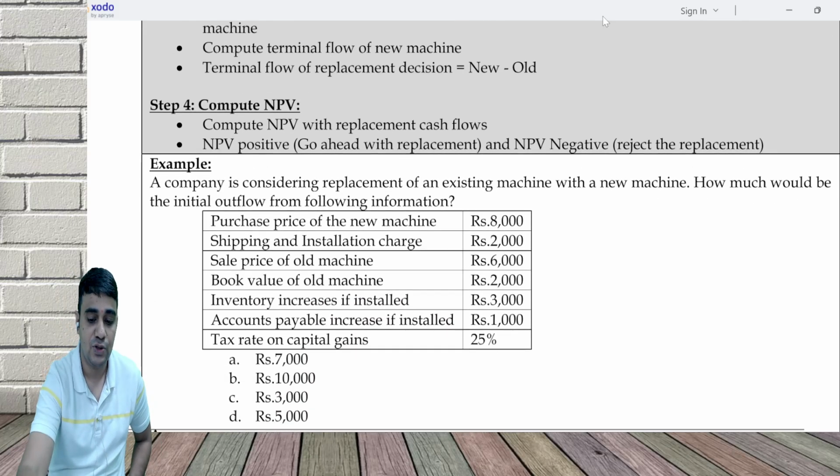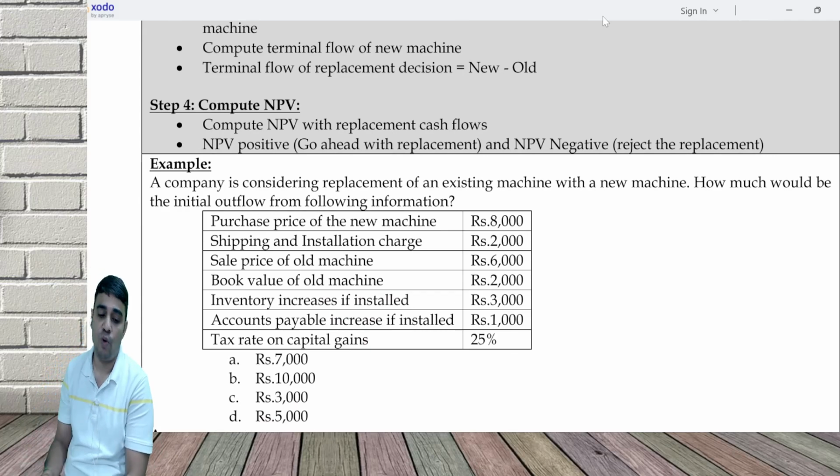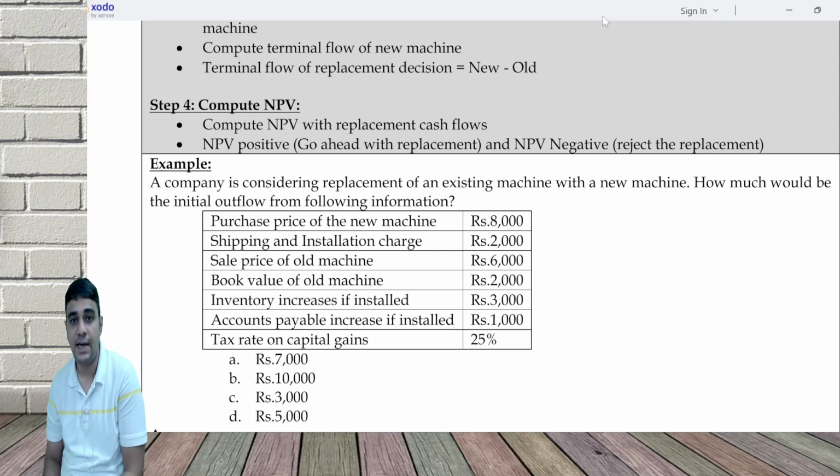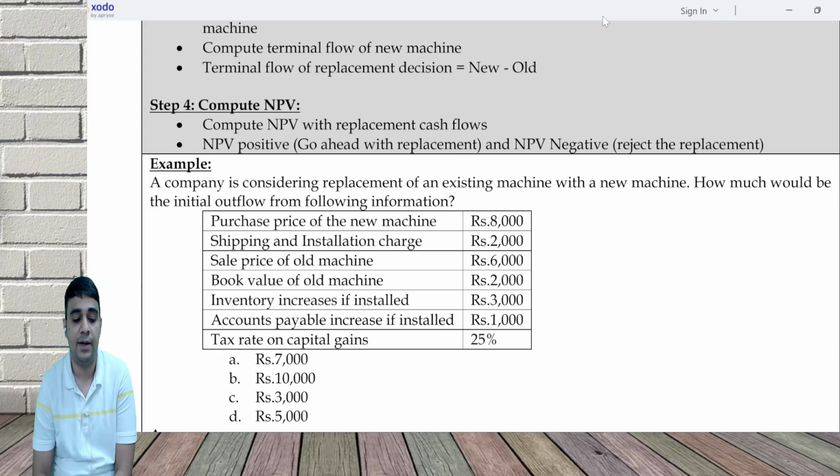Can you please do this and tell me? Analyze new separately, old separately. Analyze the new machine separately, the old machine separately. Don't link them together.